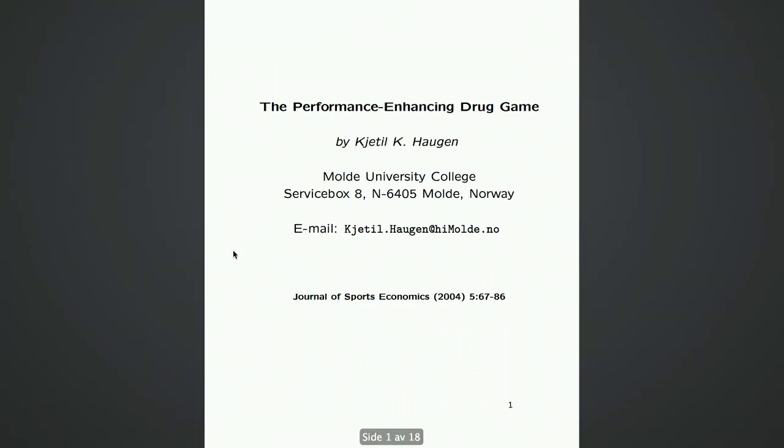As it says here, the performance enhancing drug game was written by me. My address is here, and my email if you want to contact me on these matters. It was published in Journal Sports Economics 2004, number 5, at pages 67 to 86.